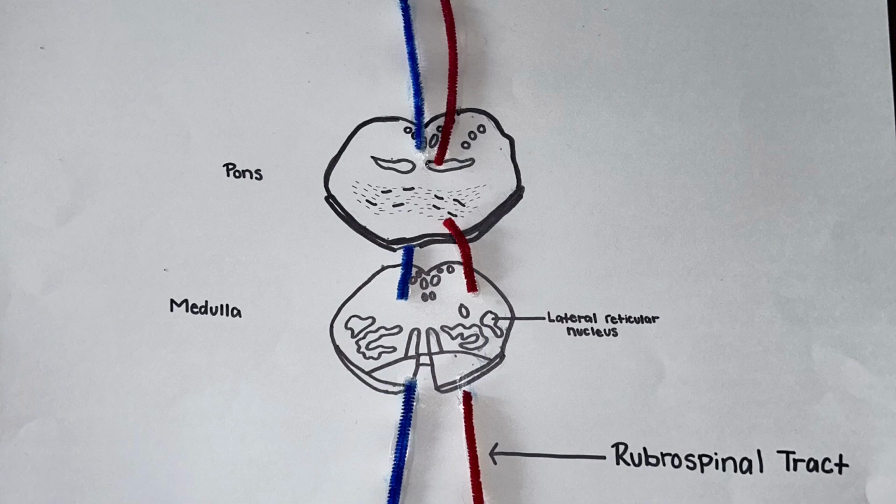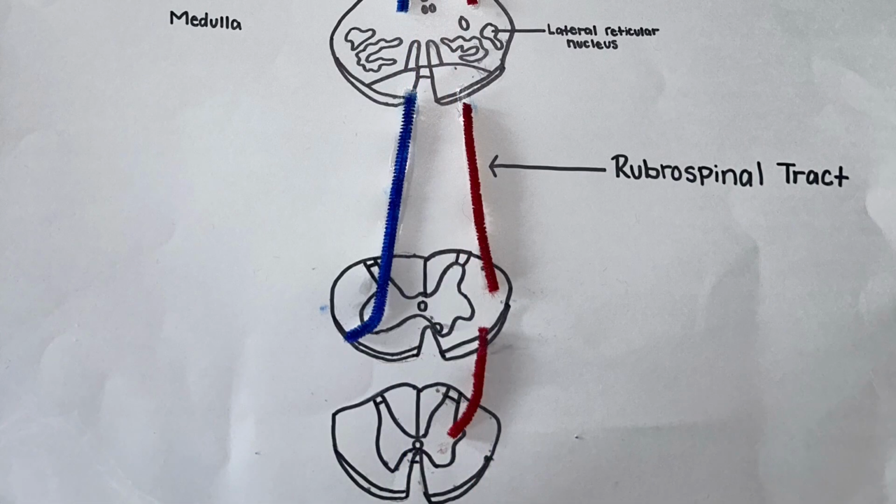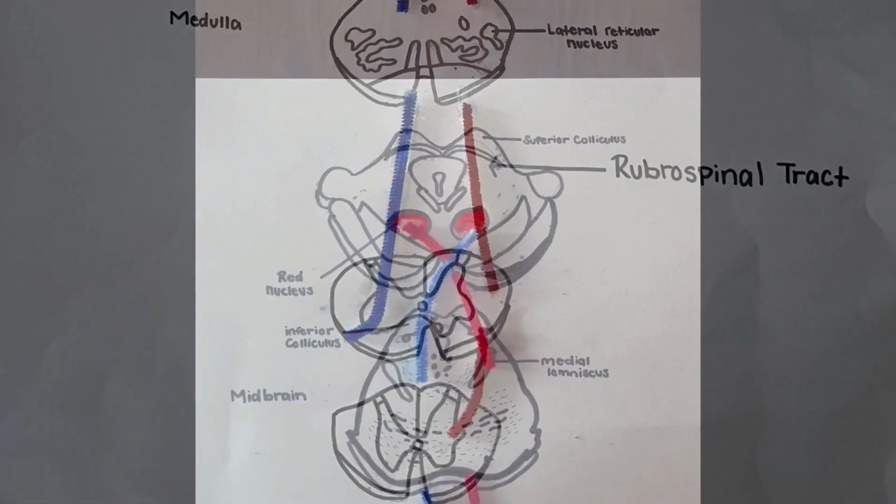Then the tract primarily descends to the cervical regions of the spinal cord, where it then synapses with the lower motor neurons. And then lastly, the rubrospinal tract primarily terminates on the anterior horn cells of the cervical spinal cord. It mainly influences the motor neurons that control flexor muscles in the upper limbs.